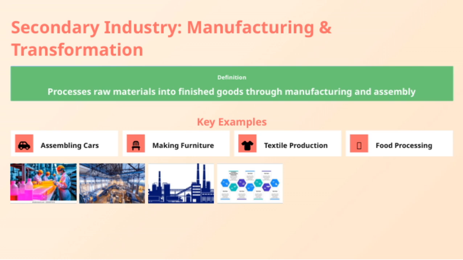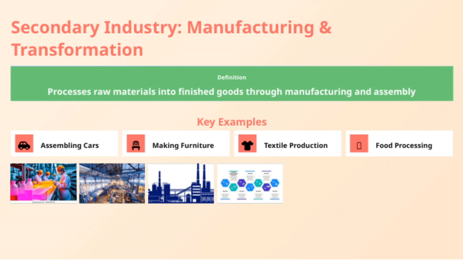Then there's textile production, where raw fibers like cotton or wool are turned into fabrics and clothing. Moving on, making furniture is another example, taking raw wood or other materials and crafting them into tables, chairs, and other household items. Finally, assembling cars is a big, complex process that combines many components into a finished vehicle ready for the road.